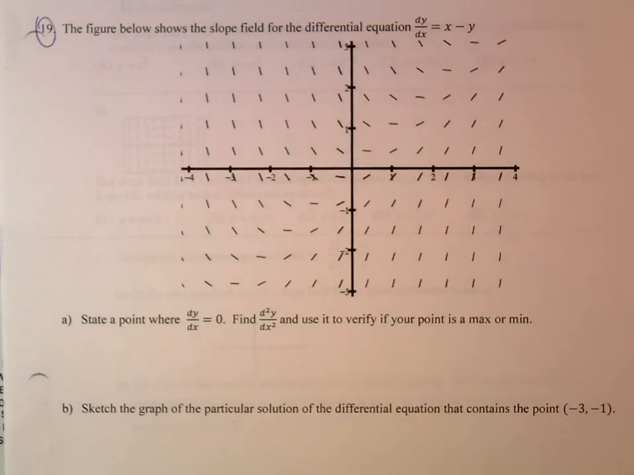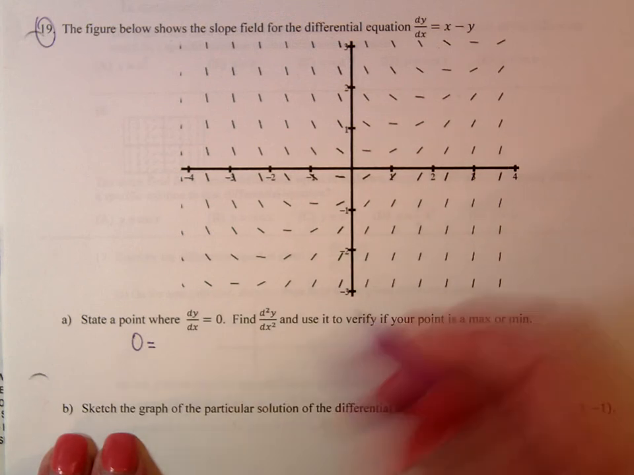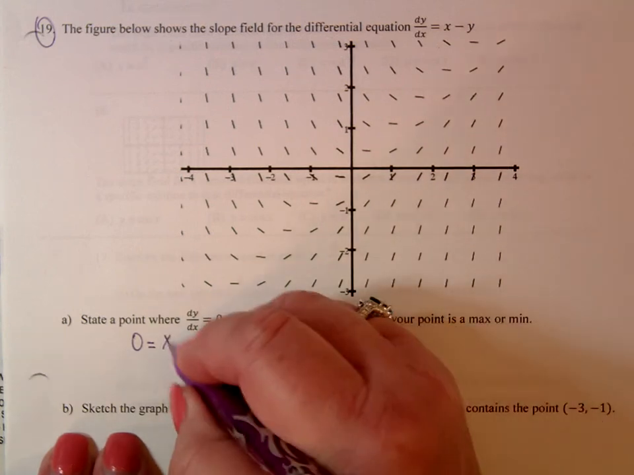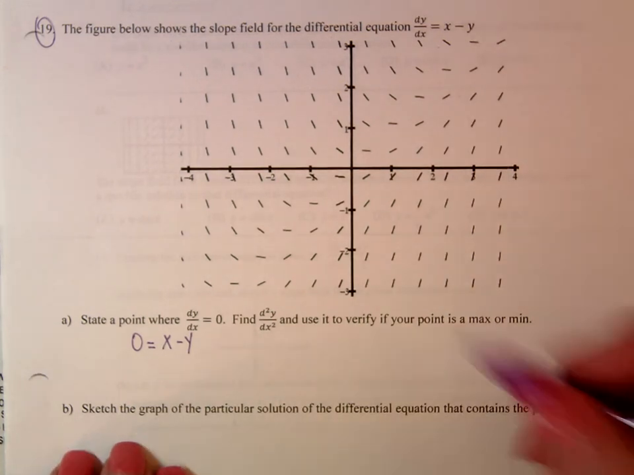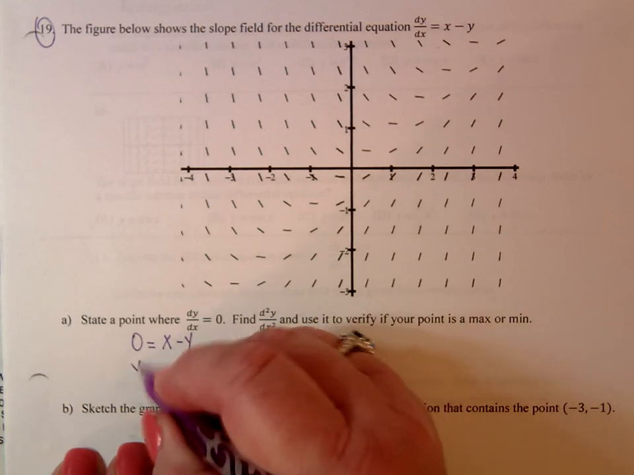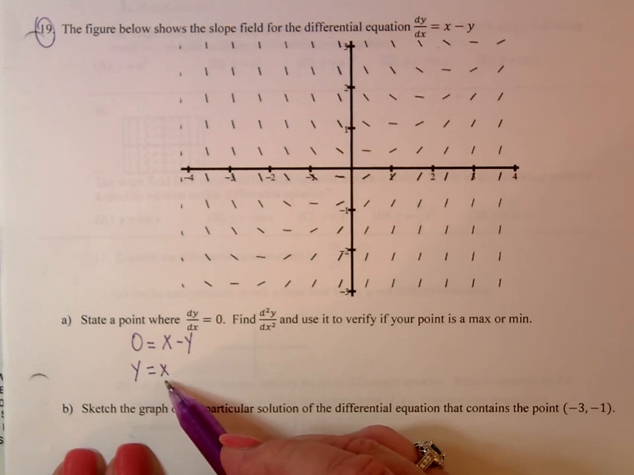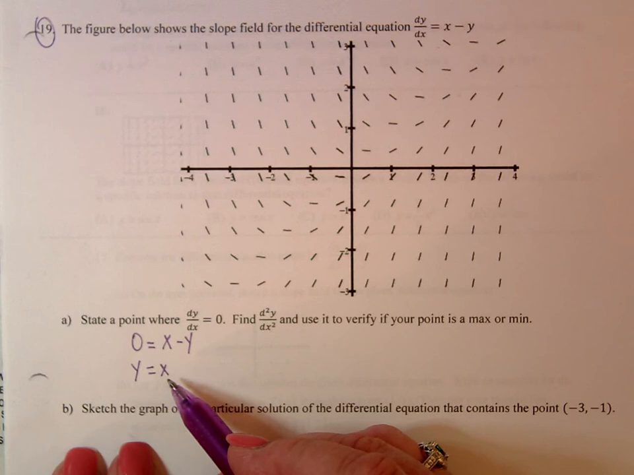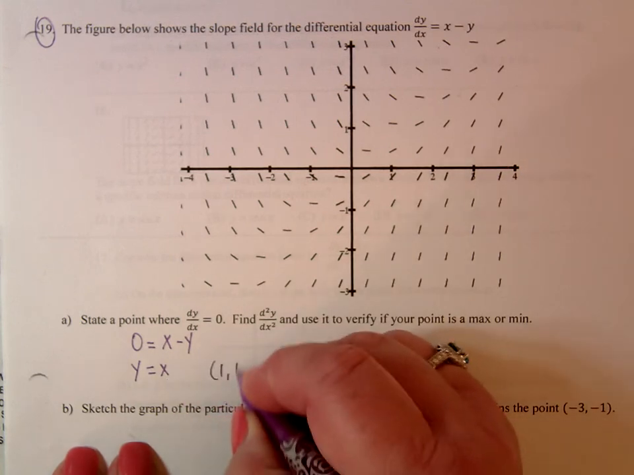All right, let's take it one thing at a time. I want dy over dx equals 0. In other words, where is 0 equal to x minus y? I'm looking for a point where that happens. Well, if I solve this, I get y equals x. So that means my y coordinate and my x coordinate have to be the same. There's lots of places that happens, but let's keep it simple. If my x is 1, my y is 1.